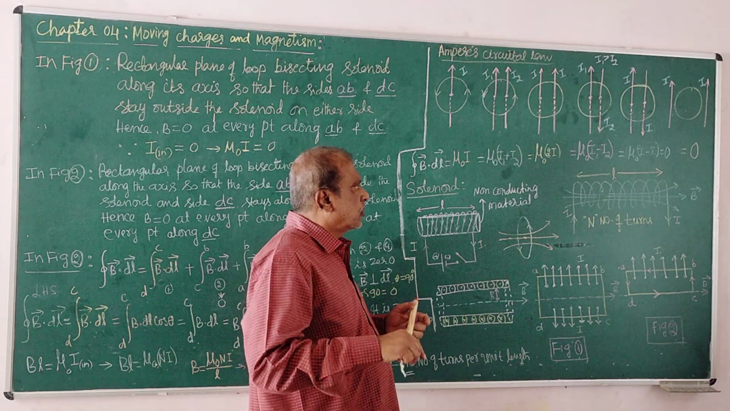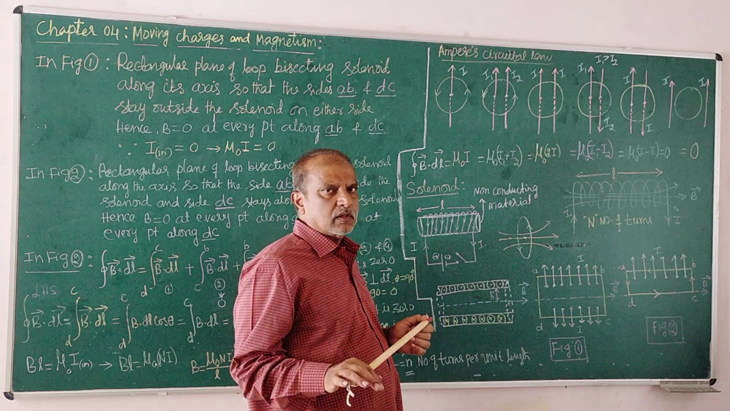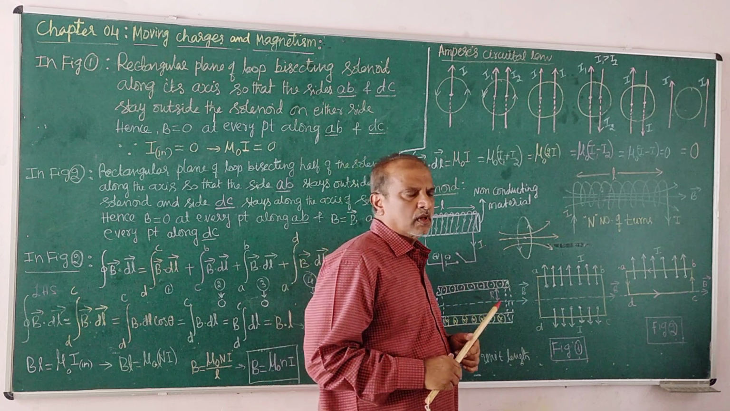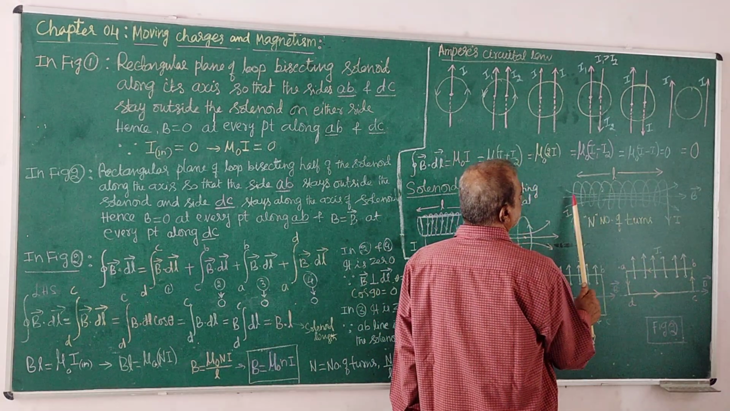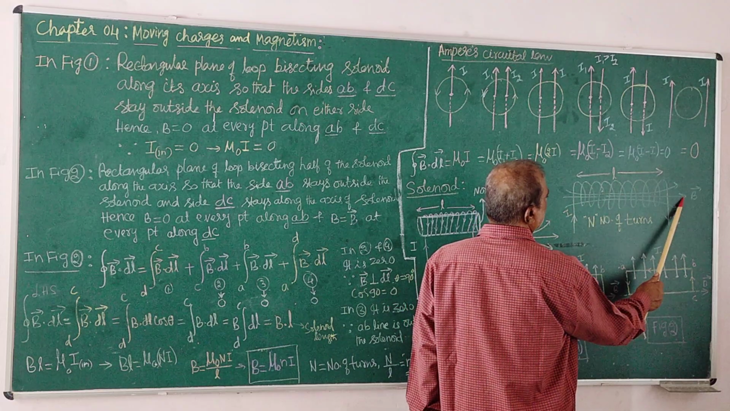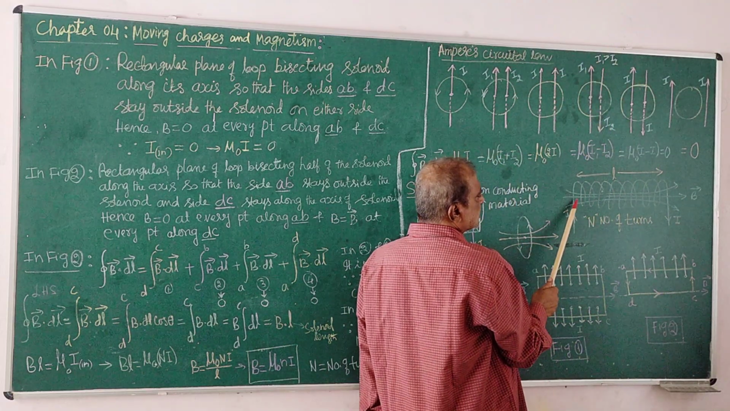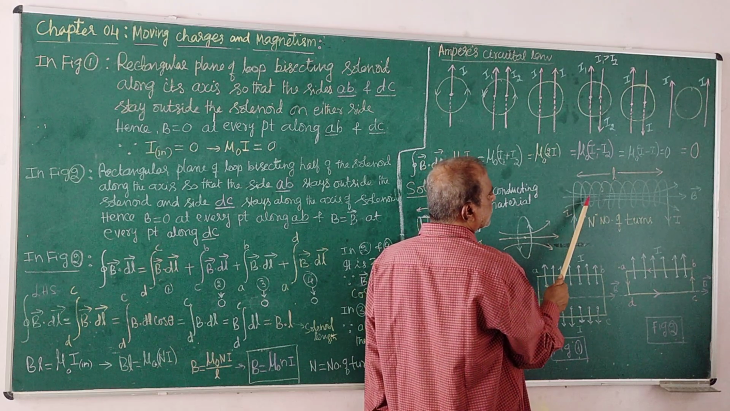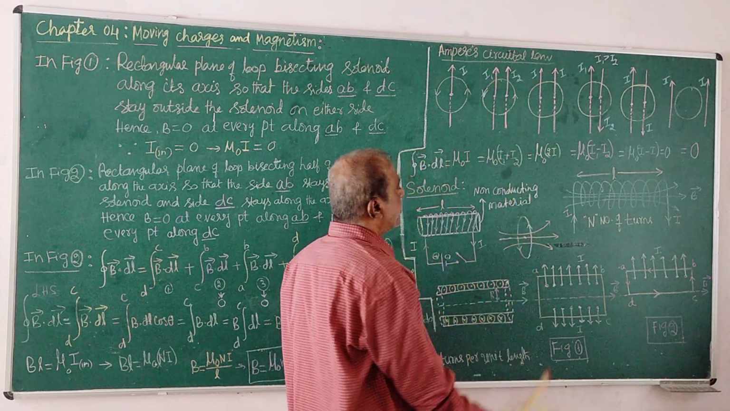Now we have to obtain the expression for the magnetic field at any point along the axis of the solenoid. Here the magnetic field is quite strong. Let us find the expression for the magnetic field at any point along the axis using Ampere's circuital law.